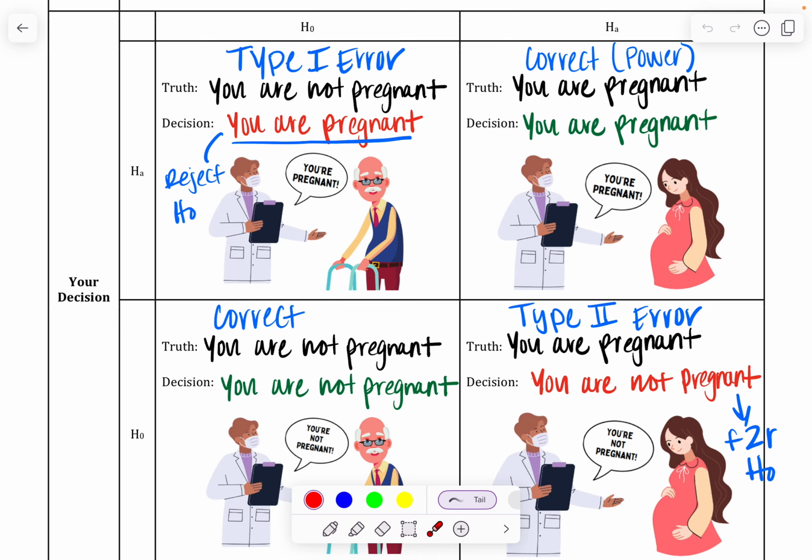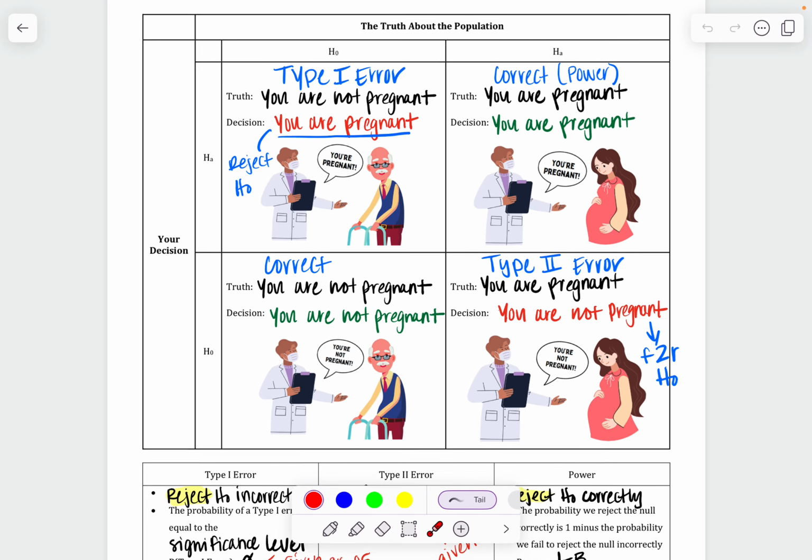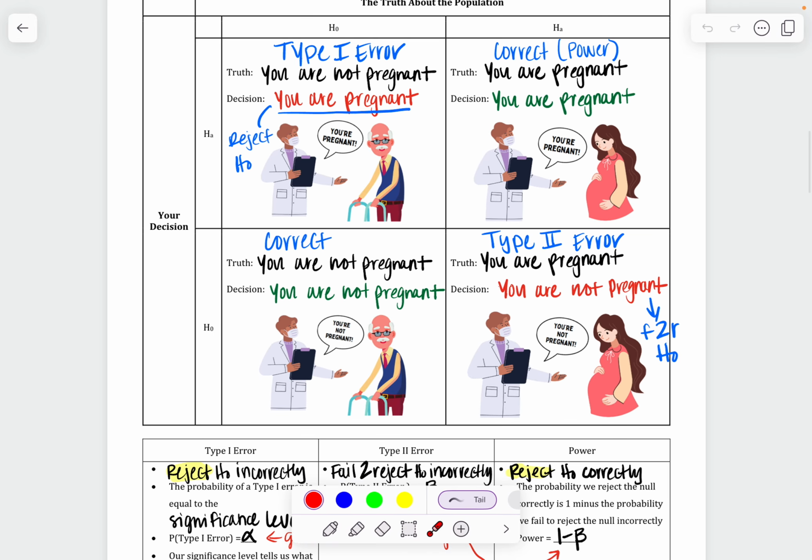And there is a decision that is being made. Either they are deciding to tell the person that they are pregnant or not. In two cases, they are making the right decision by telling the young woman she is pregnant and the old man he is not. Those are the correct decisions. That's the top right corner and the bottom left corner that you are seeing.